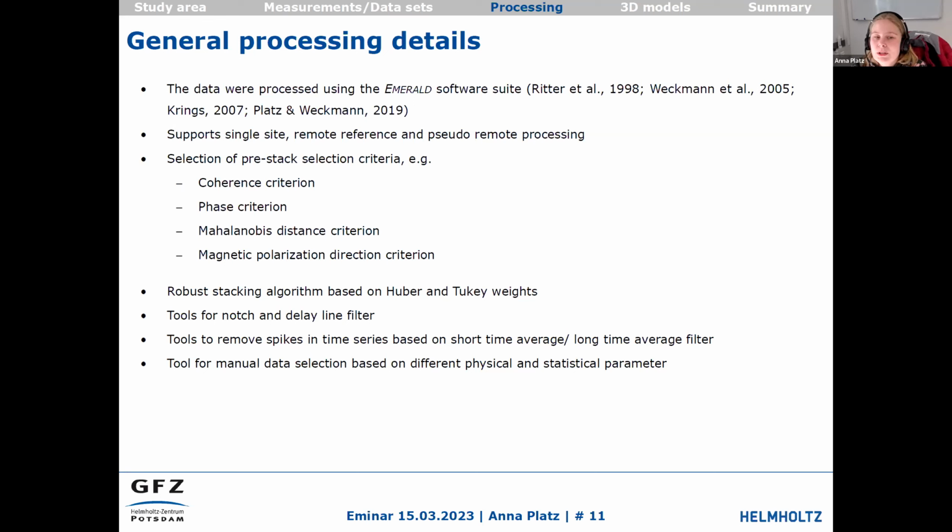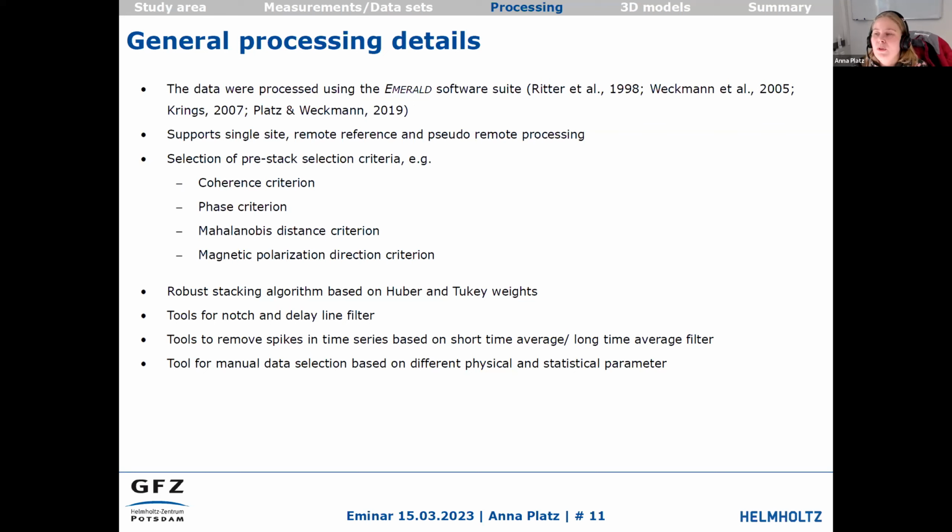In general, this EMinar3 processing allows you to process your data with a single-site approach, a remote reference approach, or for example a pseudo-remote approach. And it contains a robust routine so that you can apply robust single-site and robust remote reference techniques. For these robust techniques, there is a robust stacking algorithm, which is described in Ritter et al. And in general, it's based on Huber and Tukey weights, which allow you to downweight or completely remove outliers.